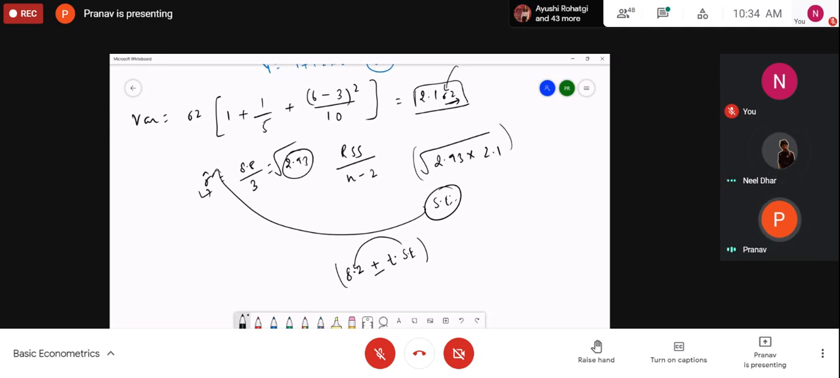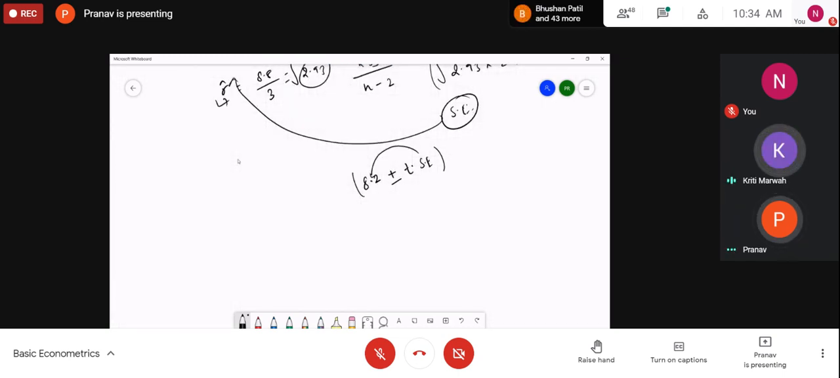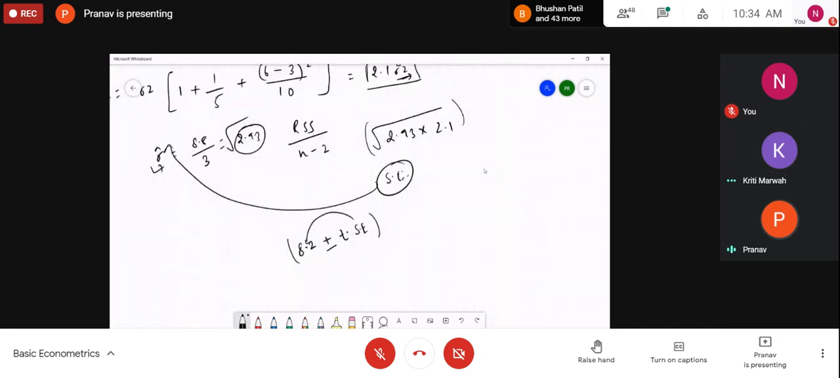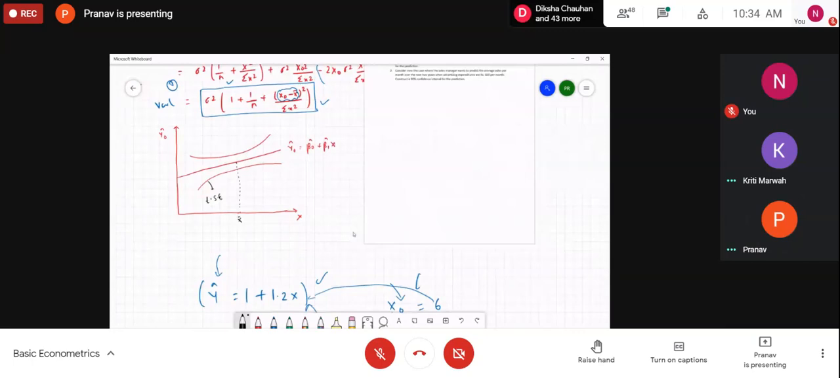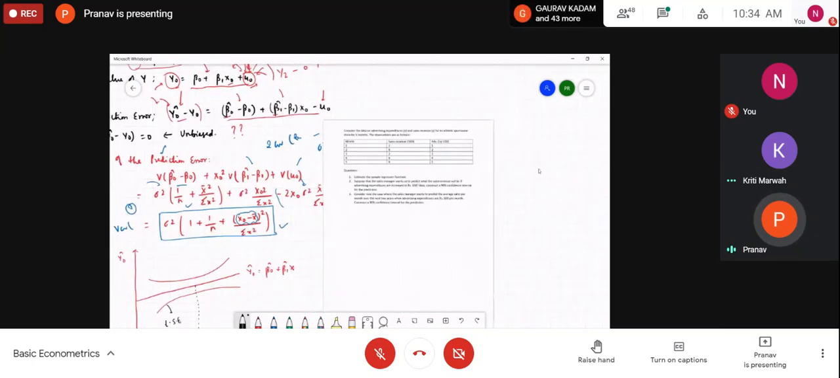Okay, sir. Okay. So now I have to find the confidence interval. Sir, could you please tell again how did we calculate 8.8? Yes, sir. How do we calculate the residual sum of squares, dear? Sir, actual minus predicted. Okay.